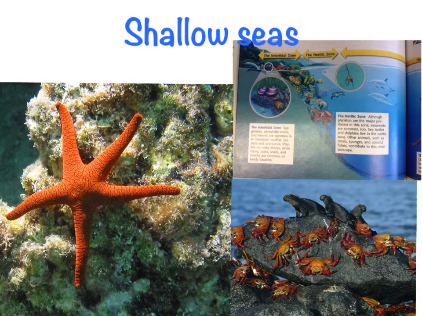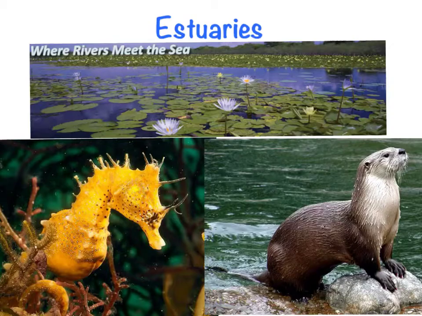Shallow seas are where the ocean meets the land, found right here. Waves are constantly crashing on the shore, and animals here have adaptations to survive exposure to air and to keep from being washed away. Crabs and sea stars are found in this biome.